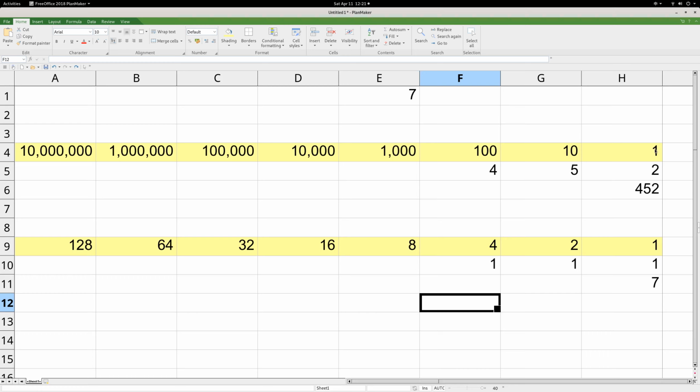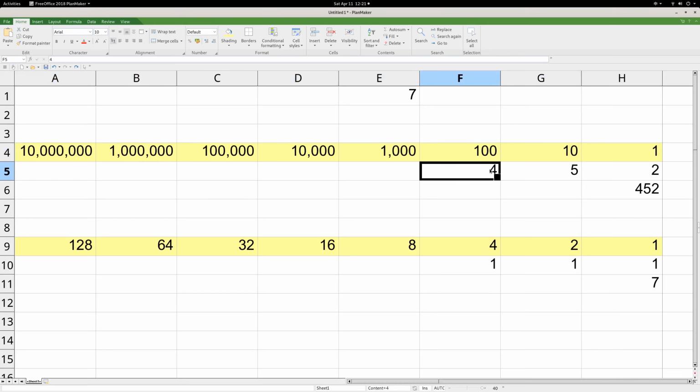In the decimal world, each digit corresponds to 10 raised to a certain power. Like 1 is 10 raised to the 0th power. 10 is 10 raised to the first power. 10 to the second power, 10 to the third power, all the way to 10 to the 7th power.